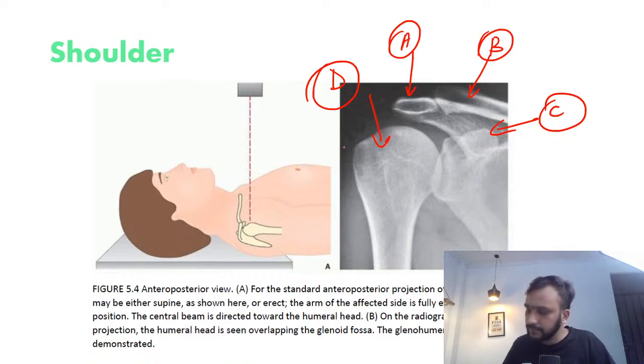Anyone, guys? What is the structure that has been labeled as A in this image? Come on guys.